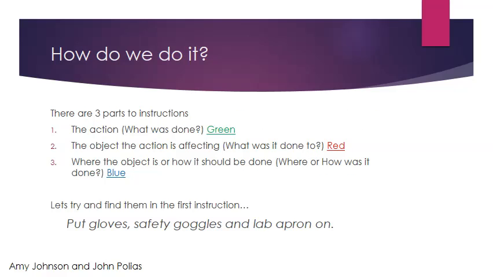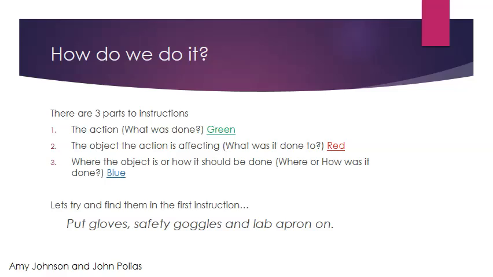So how do we write a method? There are 3 parts to the instructions. So when you're given a set of instructions, look for what the action is, so what was done. Look for what the object is that the action's affecting, so what was it done to? And then look for where the object is or how it should be done.